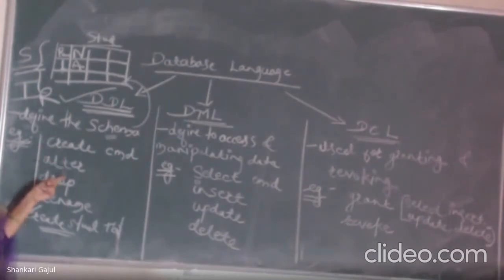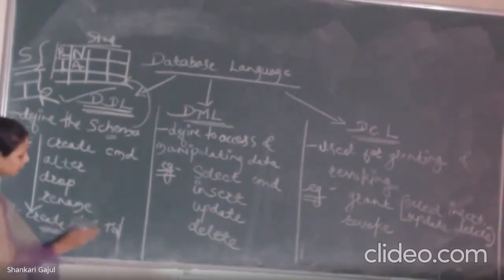Next is the alter command. What is that alter command? For which purpose do we use the alter command? The alter command is used for modifying the name of the table. Suppose I want to modify the student name to customer name.